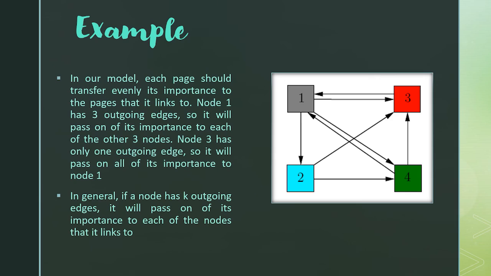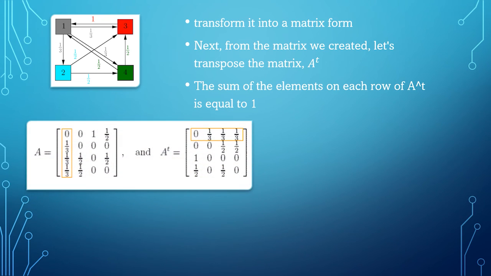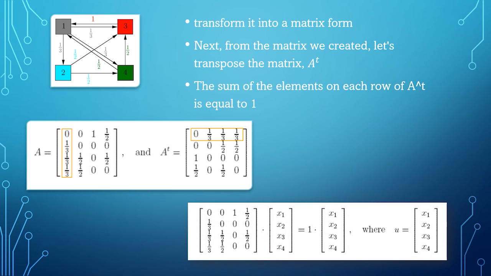Let us better visualize the process by assigning weight to each edge. From the results we have, let's transform it into matrix form. And also, from the matrix we created, let's transpose the matrix. It is easy to see that A is column stochastic, while the transpose of A is not. However, the sum of the elements of each row of transpose A is equal to 1.